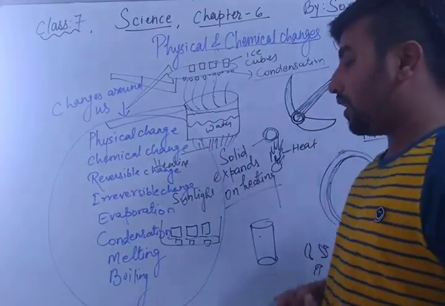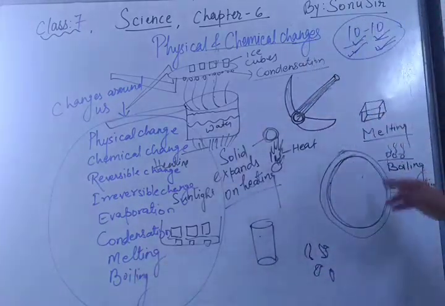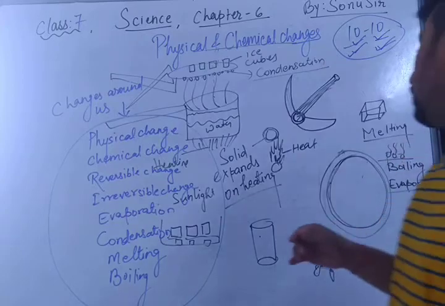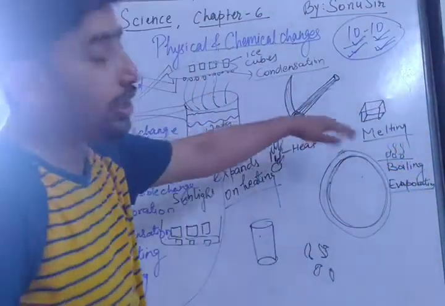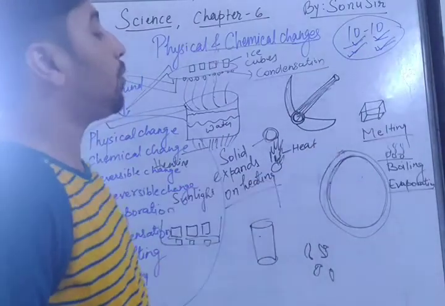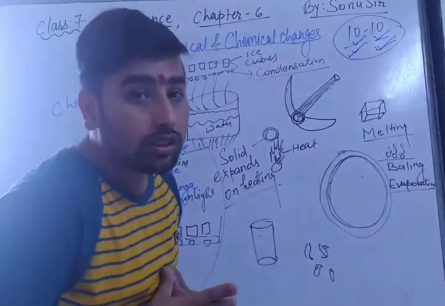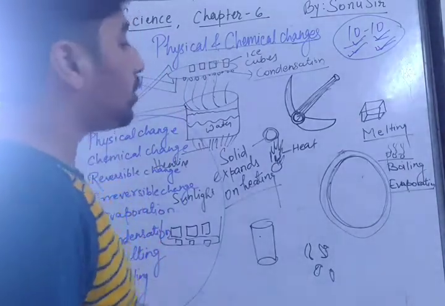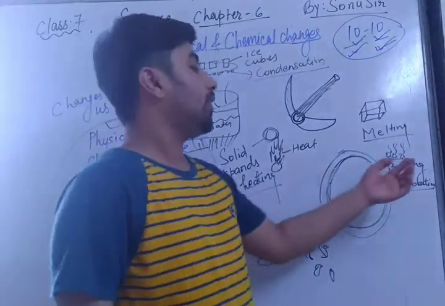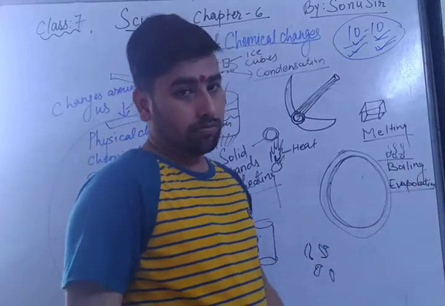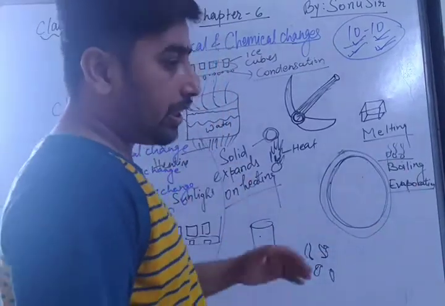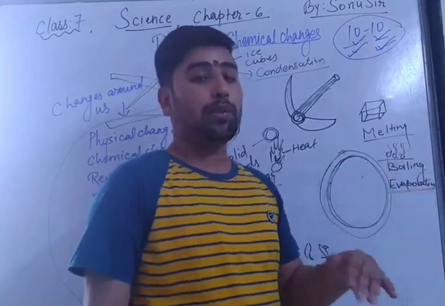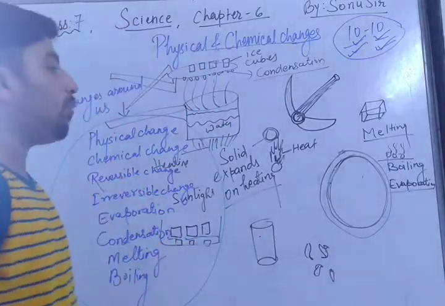Now, after getting all this knowledge about physical change, chemical change, reversible change, irreversible change, evaporation, condensation, melting and boiling: when any solid substance changes into a liquid, that point is called the melting point. You can see ice starting to change into liquid. What is that process called? It's called melting. Ice converts into liquid, that's melting. And when this liquid starts boiling, when the temperature reaches that liquid's boiling temperature, it starts boiling. That is called boiling.